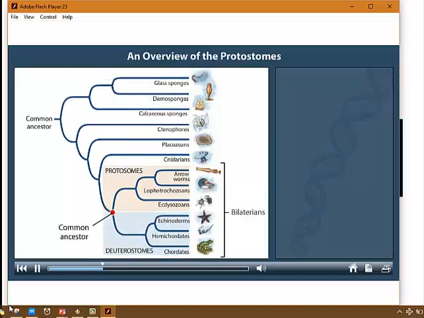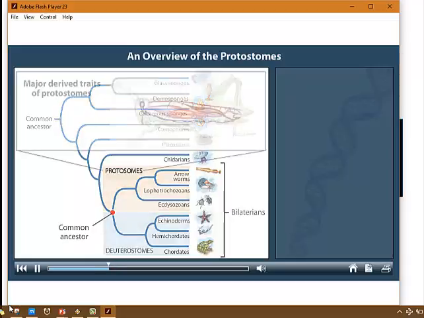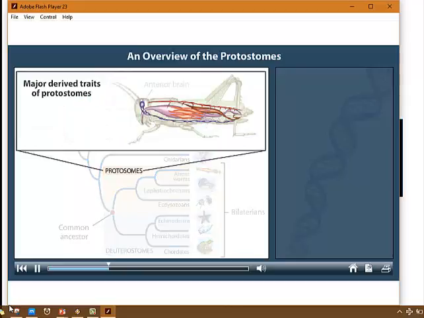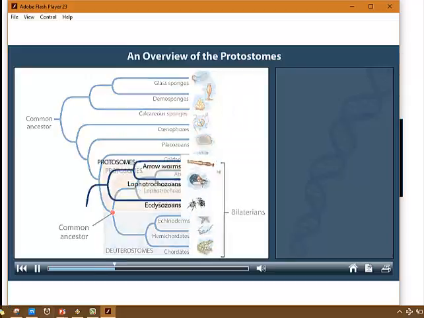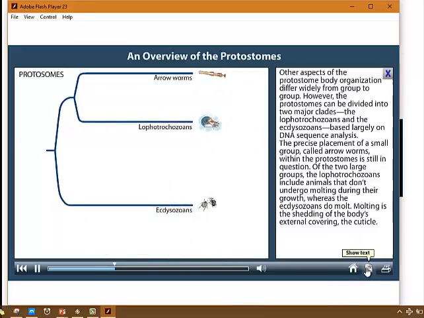Let's now focus on the protostomes. The protostomes themselves are extremely varied, but they all have a few features in common. They are bilaterally symmetrical animals whose bodies exhibit 2 major derived traits: an anterior brain that surrounds the entrance of the digestive tract, and a ventral nervous system consisting of paired or fused longitudinal nerve cords. Other aspects of the protostome body organization differ widely from group to group.